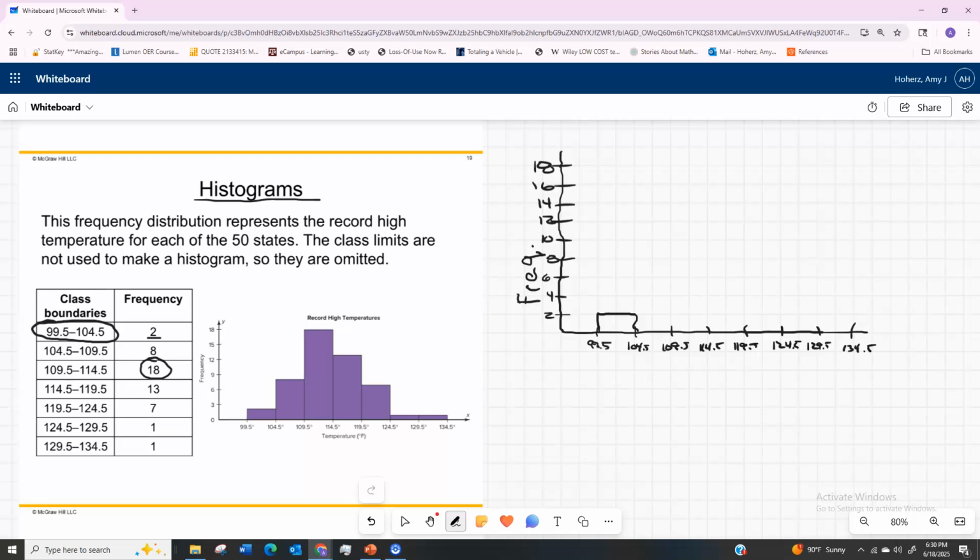All right, and then we're just going to continue. So between 104.5 and 109.5, our frequency is 8. So we're going to take that up and over and make a bar between 104.5 and 109.5. Boy, my lines don't look very good. Okay, and then we're going to just continue that. Our next one is 18, so we need to go all the way up to here, and you notice that the bars touch.